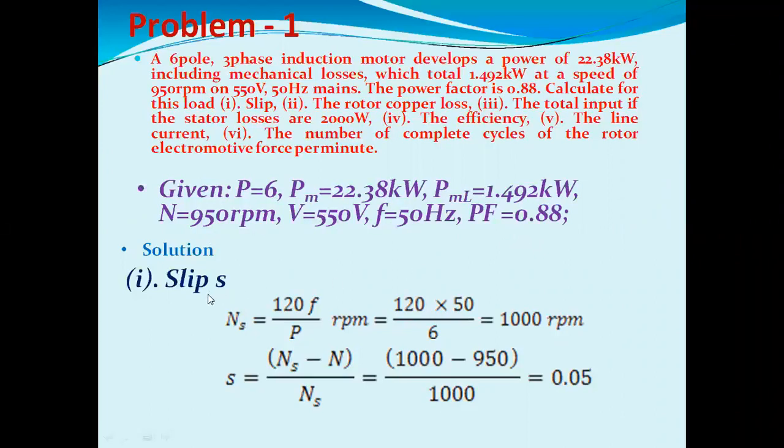So first is the calculation of the slip. The formula of the slip is (Ns minus N) by Ns. So we have to find Ns, that is the synchronous speed. It is 120 f by P rpm. Just putting those values of f and P, we will find it is 1000 rpm. So the slip is (1000 minus 950) by 1000, that is 0.05.